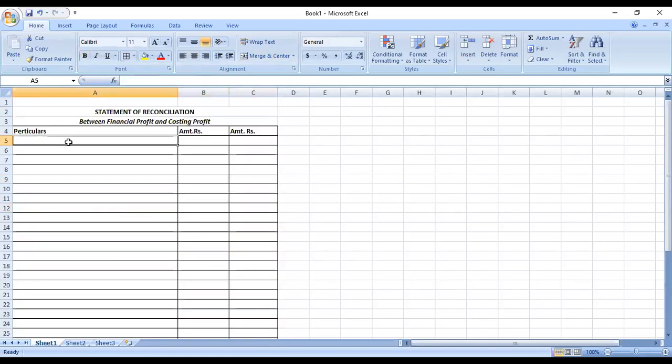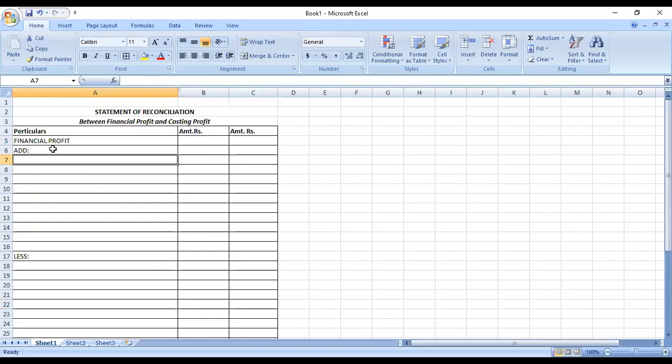The statement of reconciliation always starts from the financial profit. Here both the costing profit and the financial profit are given, so there is no need to prepare the cost sheet, because the costing profit is already given to you, and the financial profit is given with the help of the trading and profit and loss account. So directly you write down the financial profit. Here are some items you have to add, and here are some items you have to deduct. We'll see them one by one.